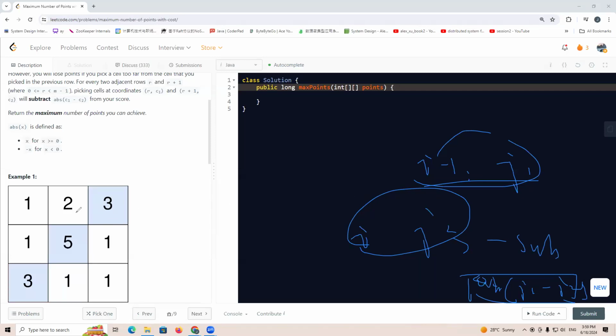Let's take a look at example 1. The maximum result is 3 plus 5 plus 3, but between 3 and 5 the column difference is 1, so we should minus 1. And also plus 3, the column difference between these two is 1 again, so the total maximum will be 9.